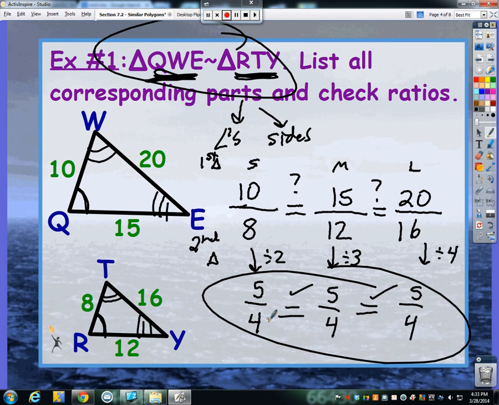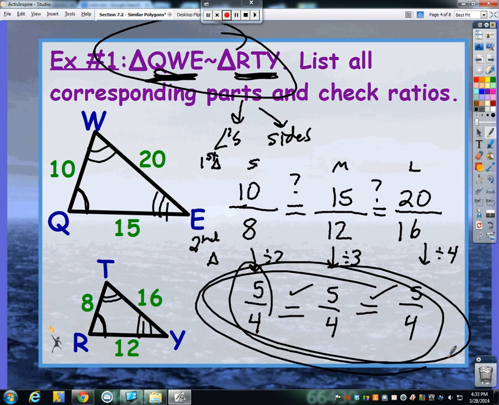Now, one thing we could also say is that the sides are in a ratio of 5:4. Okay, whatever these 3 fractions that all come out to be equal, that also represents the ratio of the side lengths. Okay, they're in a 5:4 ratio. Or if we were saying small to big, a 4:5 ratio.